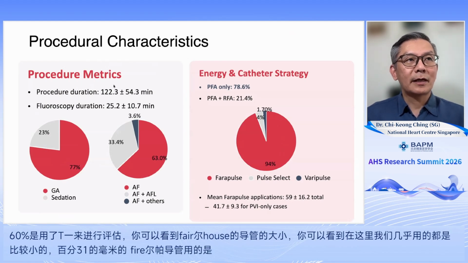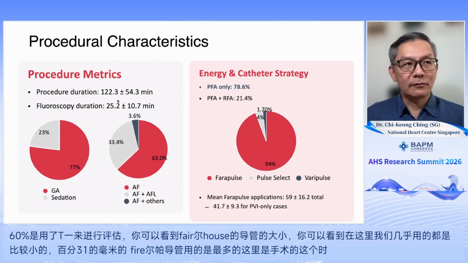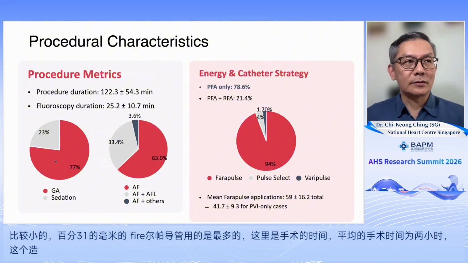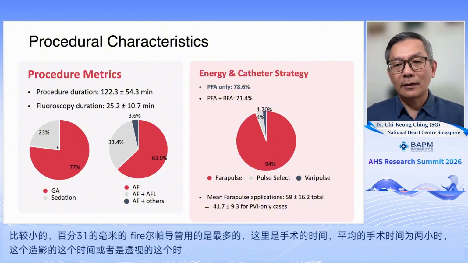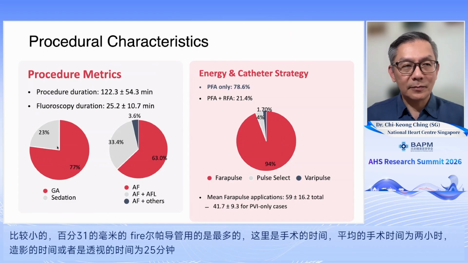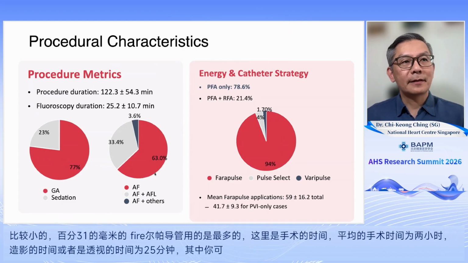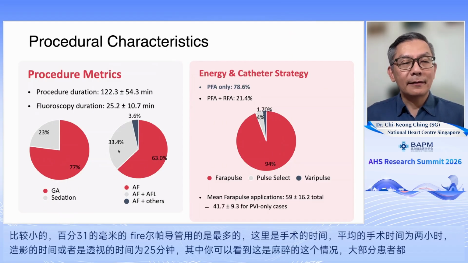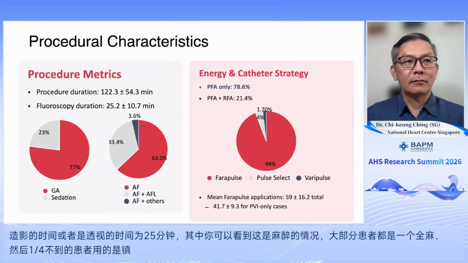The procedural characteristics are as such. Procedural time, mean time about 2 hours. Fluoroscopic duration about 25 minutes. 3 out of 4 underwent general anesthesia for this procedure. Only 1 in 4 underwent sedation and deep sedation for that. And these are the indications. 63% had atrial fibrillation. Another 1 in 3 had atrial fib and flutter, and others comprise of less than 4% of the cases.